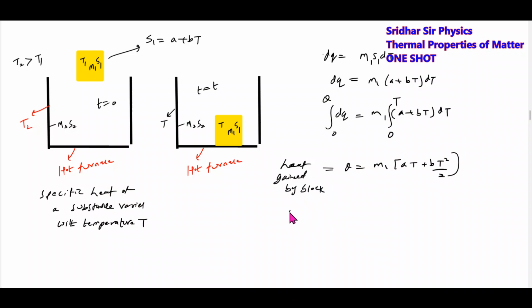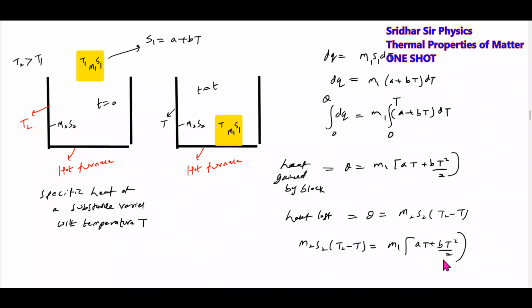Now, what is the heat lost? The same heat is lost by this hot furnace: M2 S2 (T2 minus T). We'll equate these two: M2 S2 (T2 minus T) equals M1... Solving for T, we'll get the required answer.